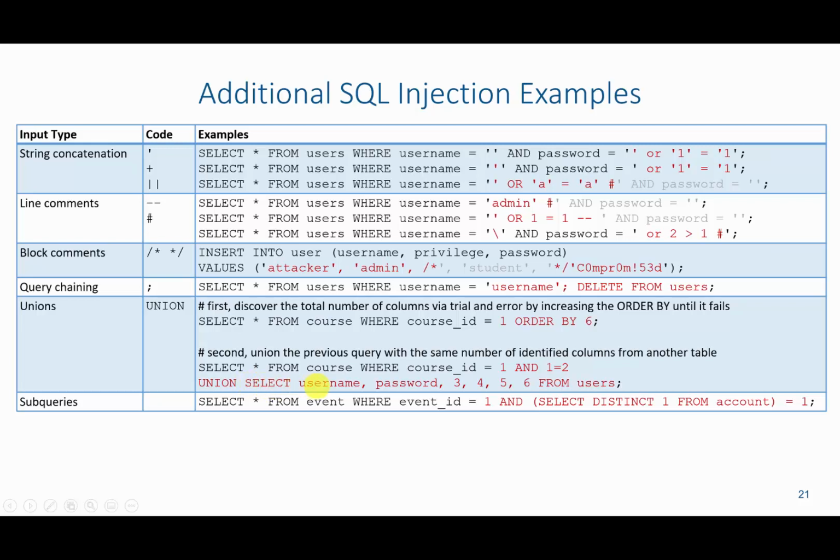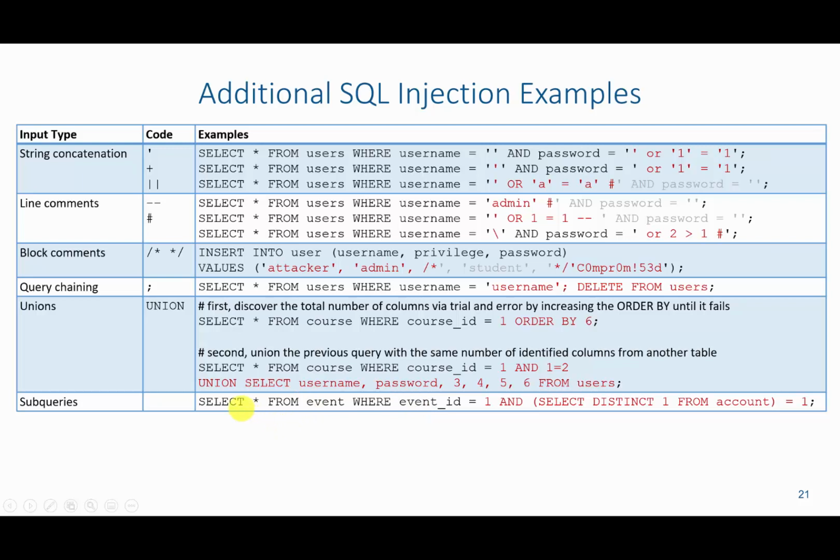This is going to say select the username and password, and since we knew there were 6 columns returned in this query, we are going to select 3, 4, 5, and 6 from users. So it's just going to display the username, the password, and the numbers 3, 4, 5, and 6, which could lead to a compromise of someone actually being able to see the username and password.